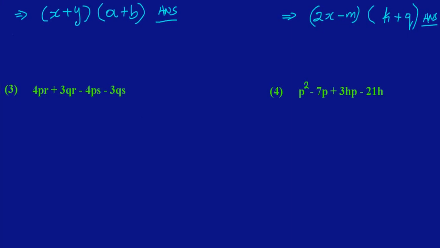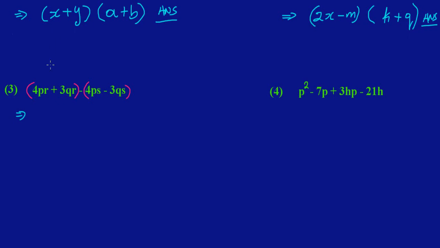Alright, again we're factorizing by grouping, so we're going to be grouping the first two terms. So let me group the first two terms. 4PR plus 3QR is the first two terms, and the minus sign that's here will separate the last two terms.